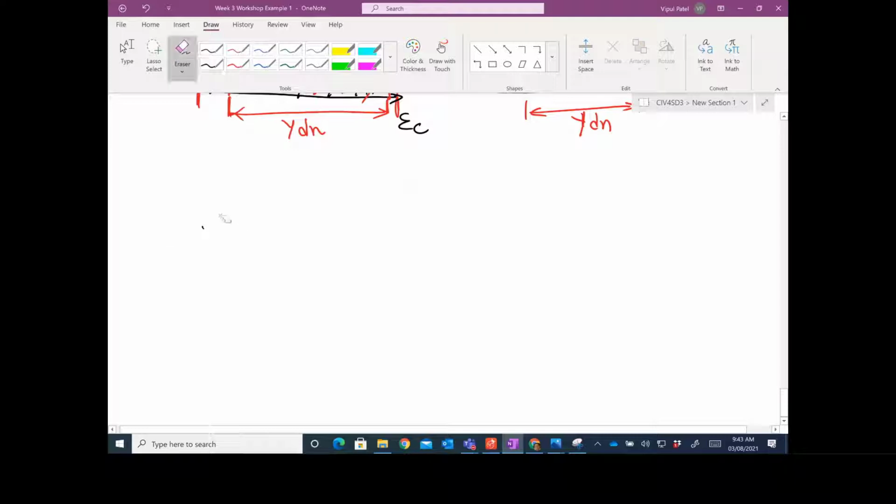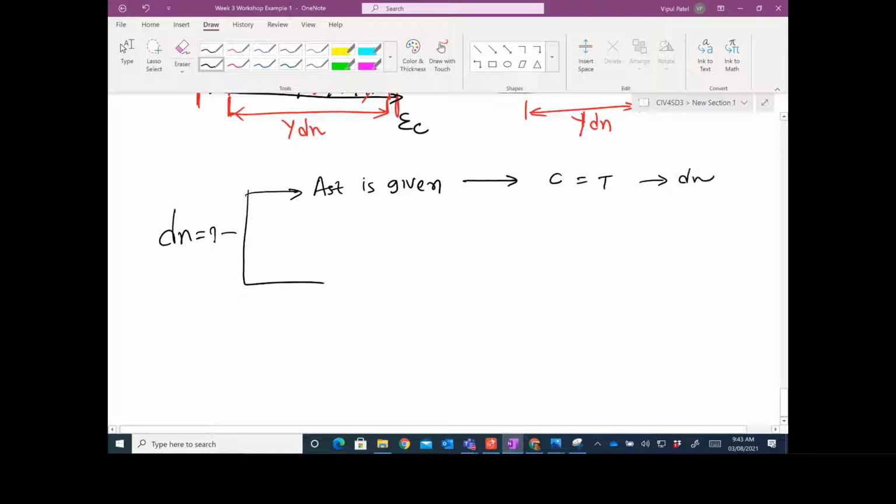That's the initial one. So if you want to find dn, and if the Ast is given, somehow in a standard question saying that you have 3 N24 bars and so on, you can just use the equilibrium C equal to T, and you can find dn. But if Ast is not given, in that case you have M star given, and from M star you can find the dn. I will show you how you're going to find the dn value for this M star. So let's start putting together all the details.